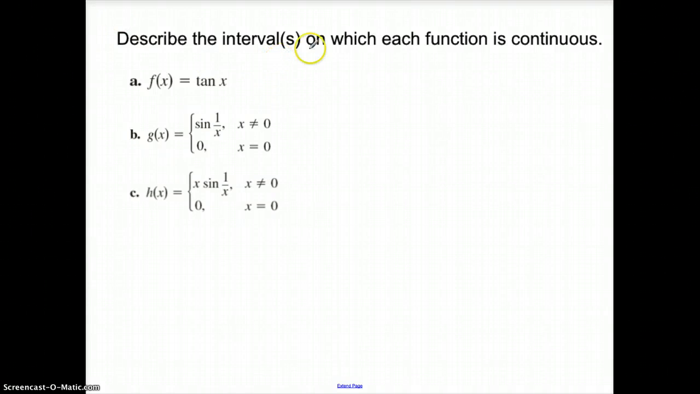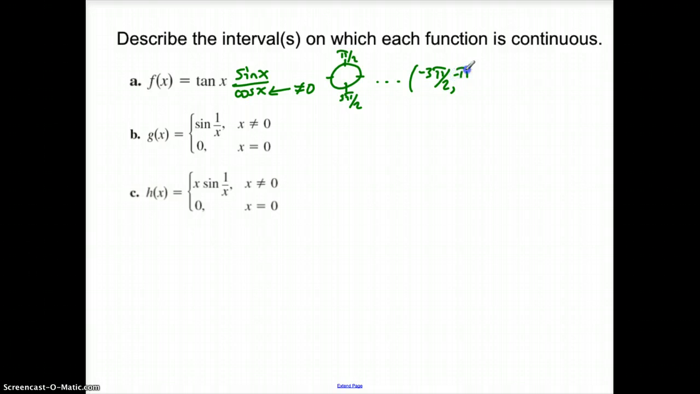Let's talk about the intervals on which each function is continuous. Tangent we know is sine over cosine. So really this is like a rational function. We do not want the denominator to equal 0. So where does cosine equal 0? Think about your unit circle. Cosine is 0 at pi over 2 and 3 pi over 2. And around, backwards and forwards. So if we want to show a pattern that goes on forever, we just pick a few values to show and put dots after.